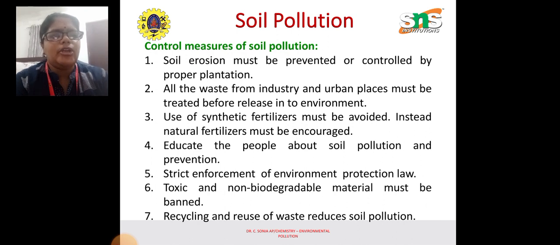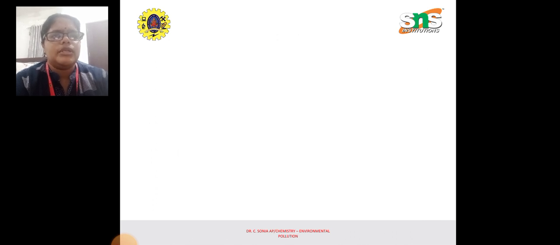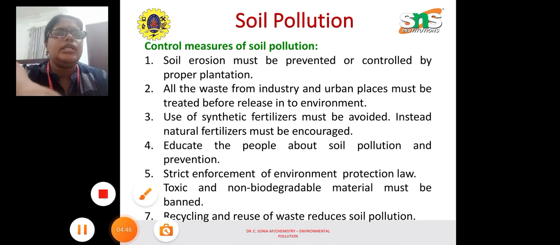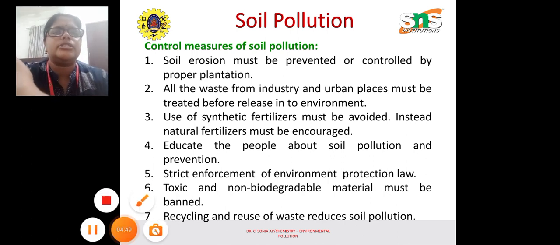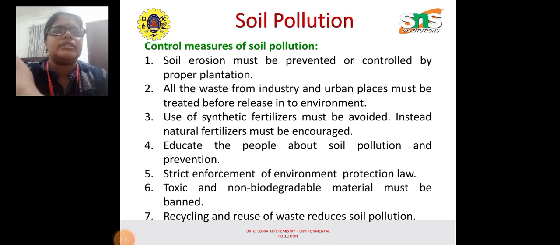Toxic and non-biodegradable materials must be banned. For example, the plastic polythene bags that we are using should be banned completely. Not only should the shops be banned from using polythene bags, but also the source, that is the factories manufacturing the plastic bags, should be banned. Recycling and reuse of waste reduces soil pollution. So we should know the importance of soil pollution and try to help make the earth more sustainable for the future.